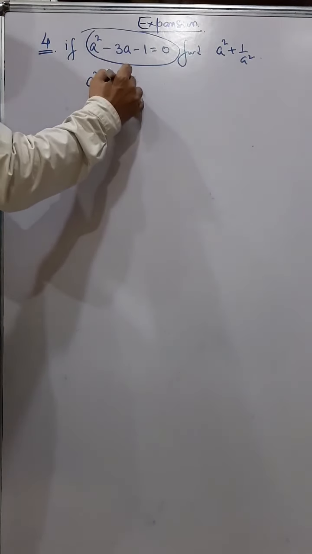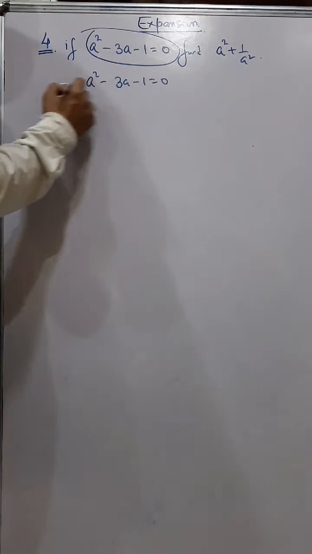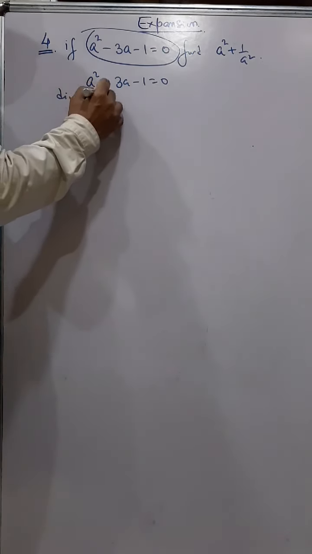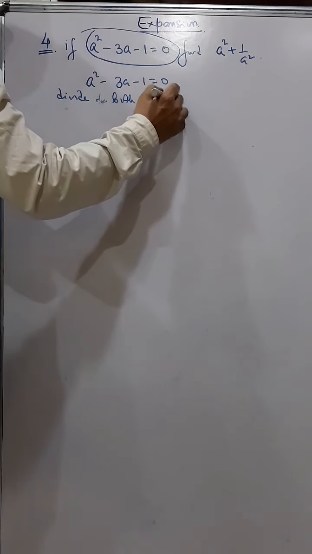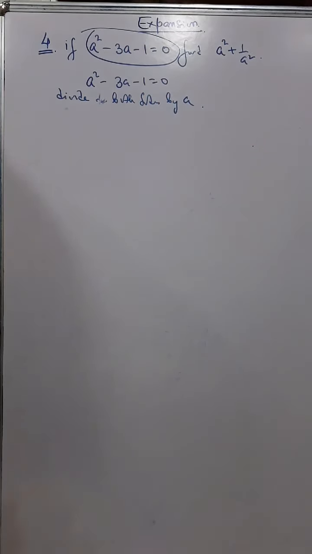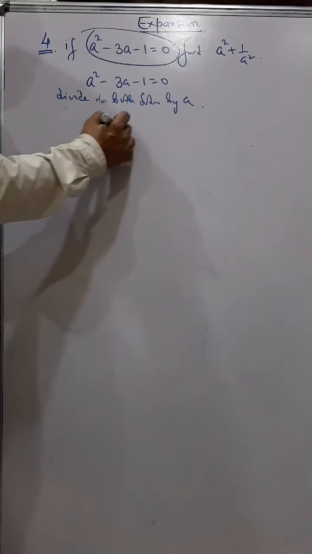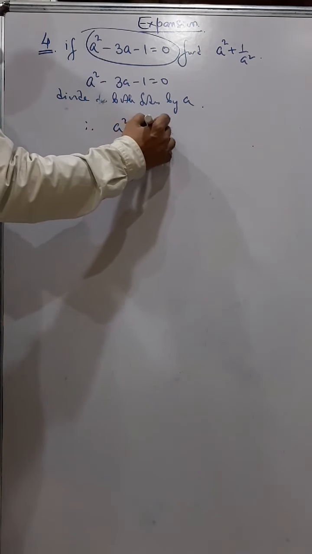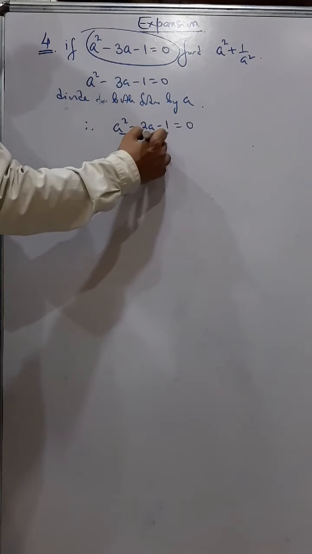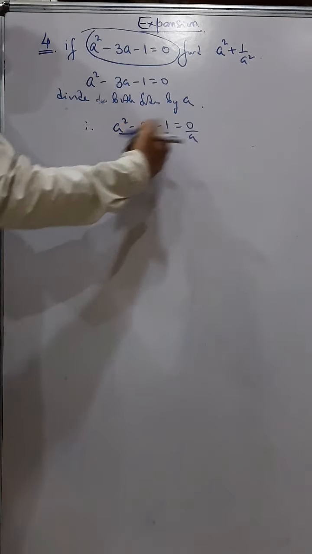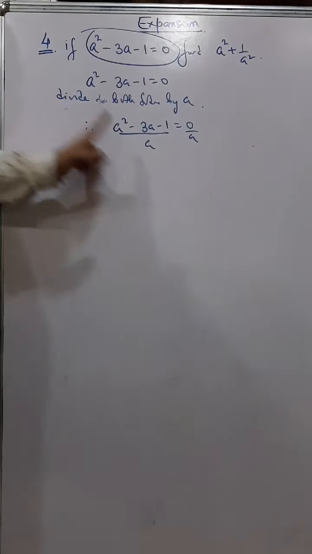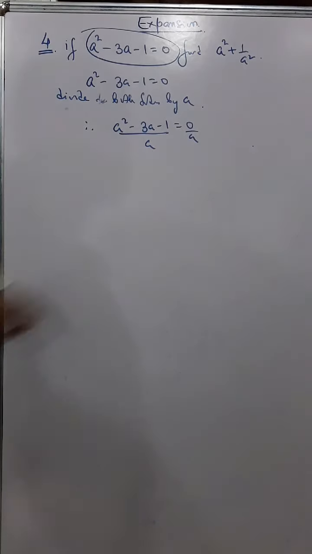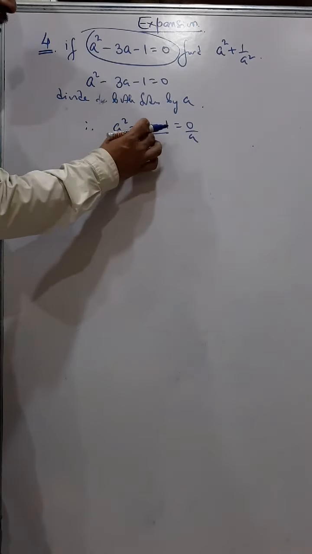So for the solution, what we can do is divide both sides by a. When we divide both sides by a, the square will be removed, so that is why we are doing this. So we can say a square minus 3a minus 1 equals 0, divided by a on both sides. We can do anything to both sides: adding, subtraction, division, multiplication, with an equal number. So we are doing this, and now we can split the LCM.